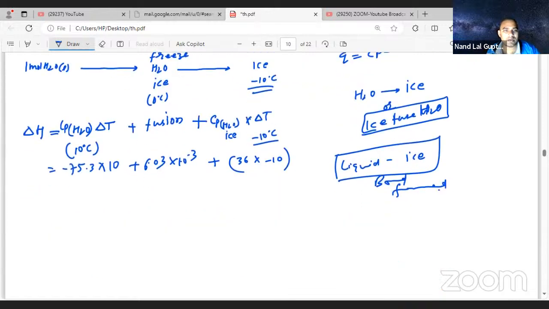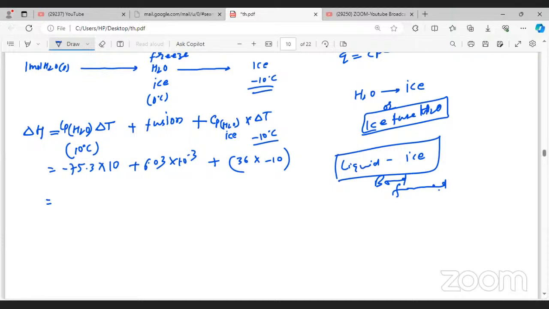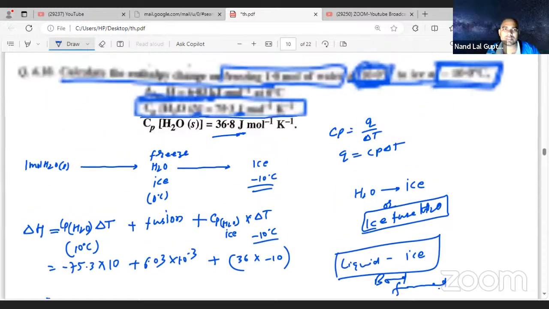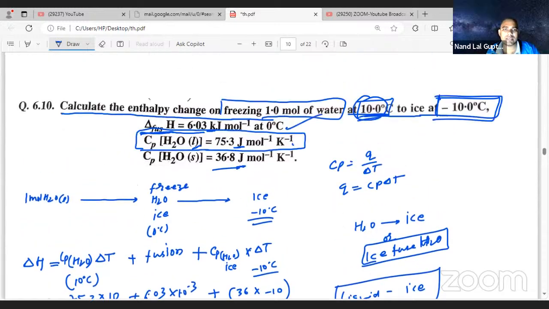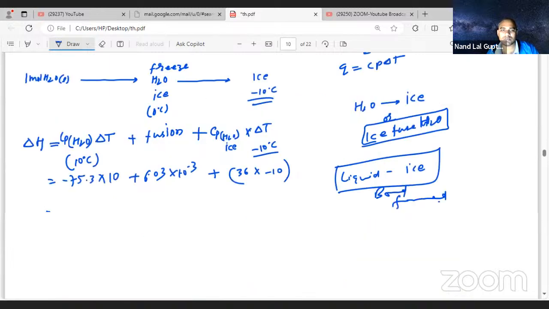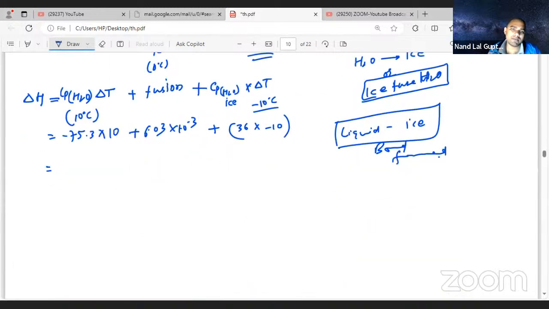If you are facing any confusion, let me know. All these processes are negative processes. In all the cases, energy is going to be liberated, so it is supposed to be the negative term. So in all the cases it gets negative. So here it will be 75.3. The point will be removed.